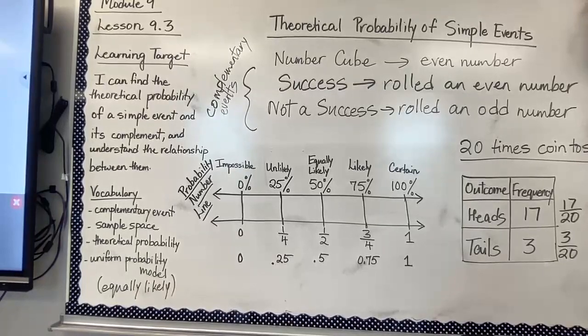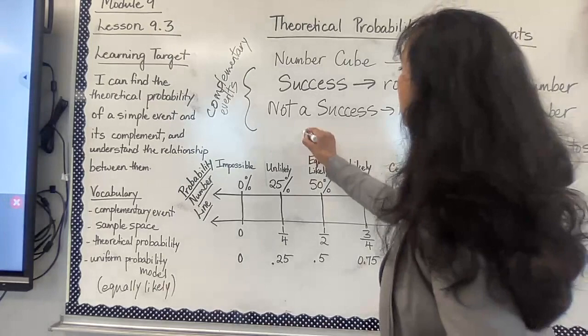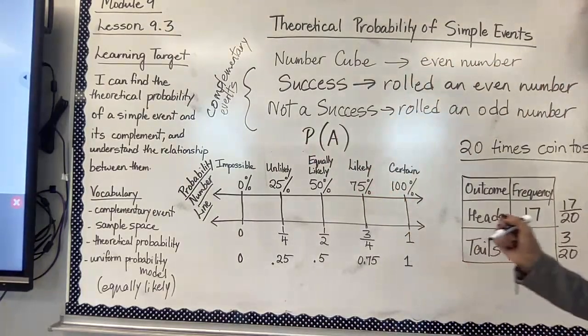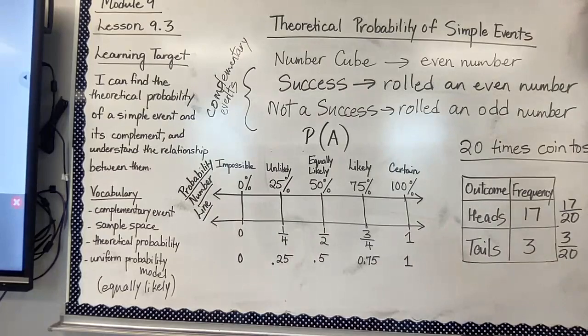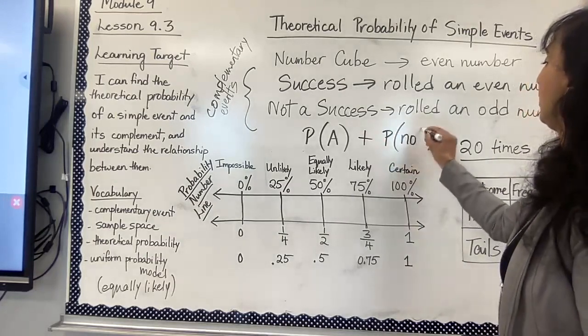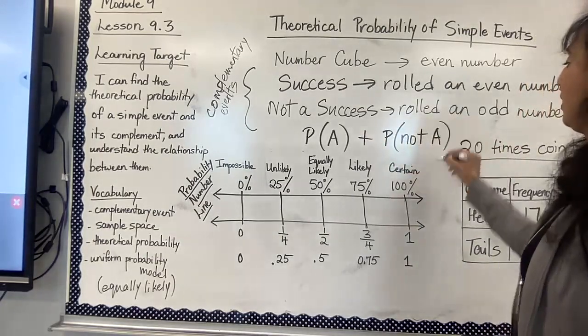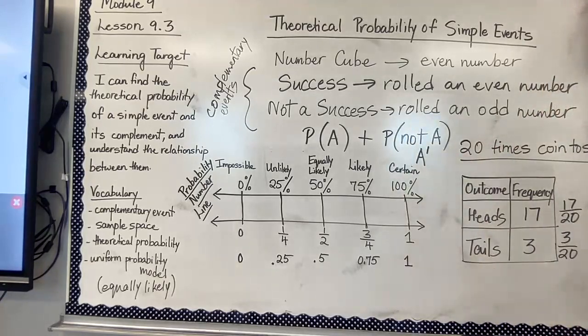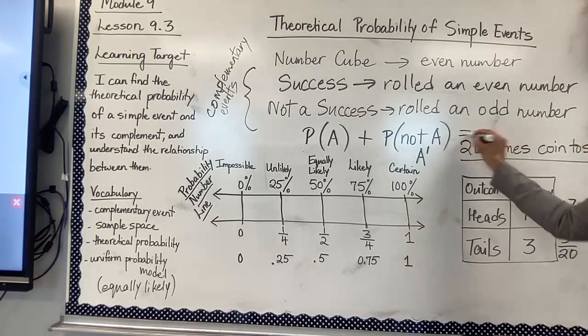And if you're writing an equation for this, it means the probability of an event actually happening, let's say A, plus the probability of not A, also written as this, is equal to 1.